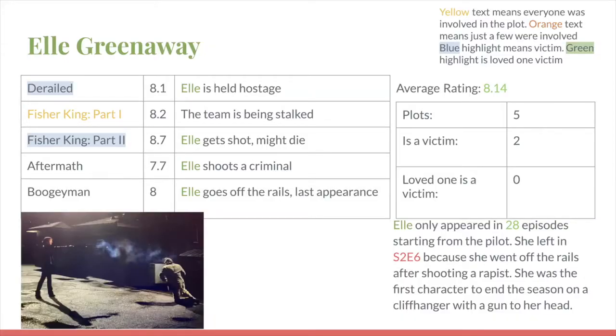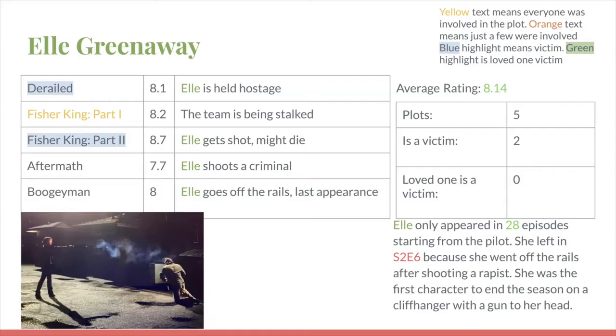Before I start, if you see a title in yellow text, such as The Fisher King Part 1, that means that everyone was involved in the plot. It may or may not include Garcia, simply because she was at Quantico for most of the show. Orange text means that 2 or 3 were involved. Blue highlight means that this character was a victim in that episode, and green highlight means that a loved one is a victim.